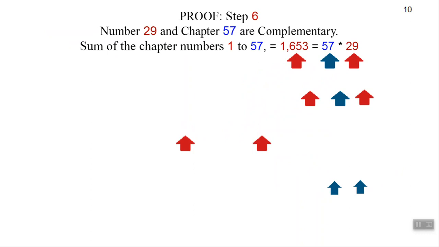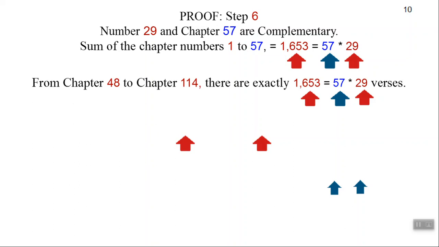Step 6. Number 29 and chapter 57 are complementary, and the sum of the chapter numbers from 1 to 57 is 1653, equal to 57 times 29. And from chapter 48 to chapter 114 there are also exactly 1653 verses. And chapter 48 has exactly 29 verses.